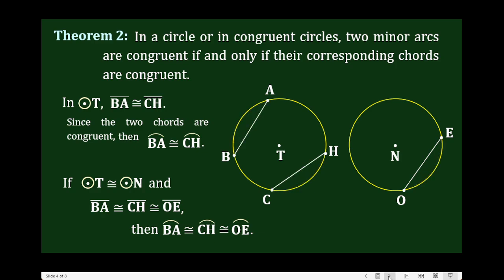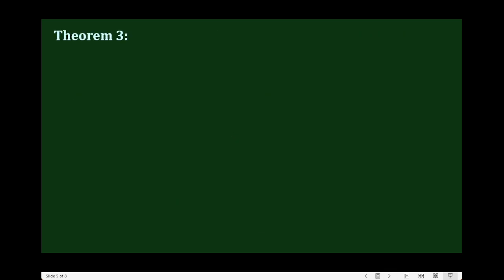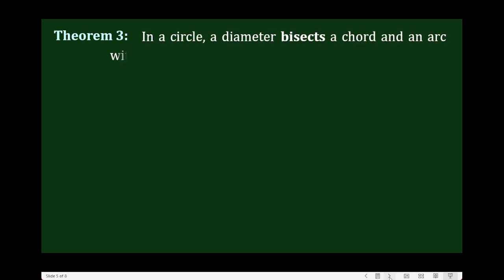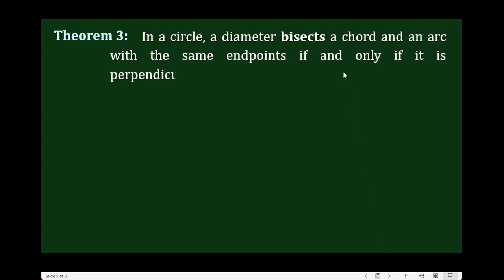Next, we go to the third statement or third theorem, and it states that in a circle, a diameter bisects a chord and an arc with the same endpoints, if and only if it is perpendicular to the chord. Okay, let me explain also the third theorem. Now, suppose you have a circle whose center is at point U. The name of this circle is circle U.